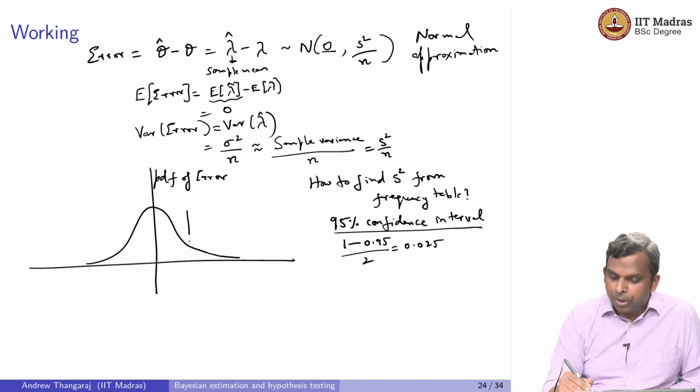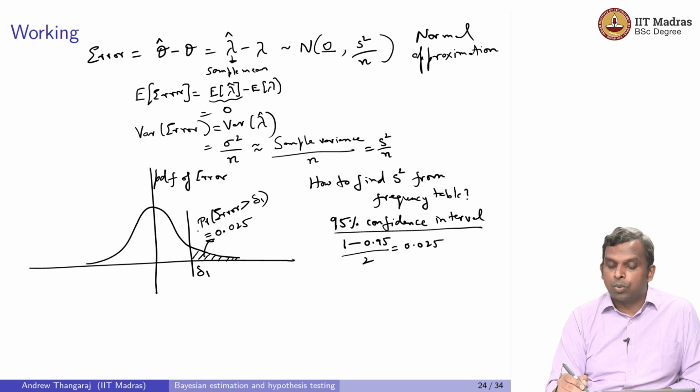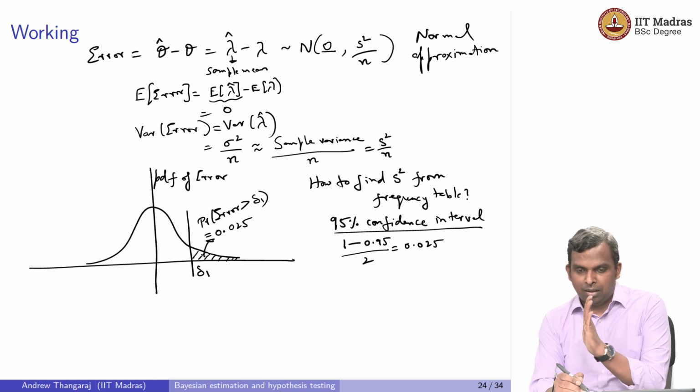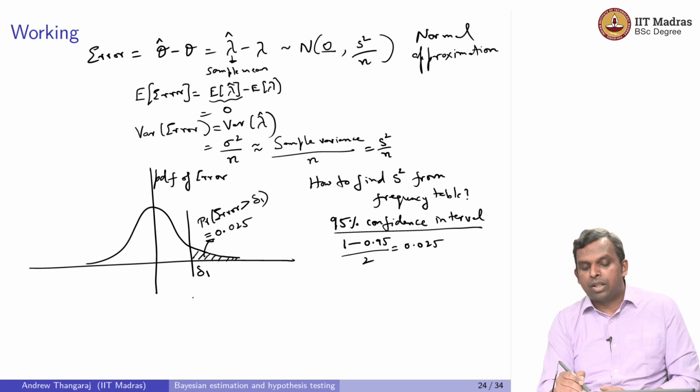So first thing I will compute is I will try to find a delta 1 such that the probability that the error is greater than delta 1 equals 0.025. So you find a delta 1 for which this is true. Basically you keep coming from the right, as you keep coming to the left, this area will keep increasing. When it becomes 0.025 you stop. Okay, so that is your delta 1.